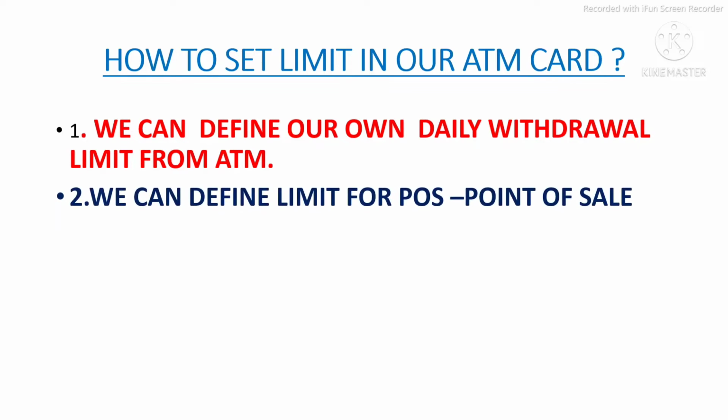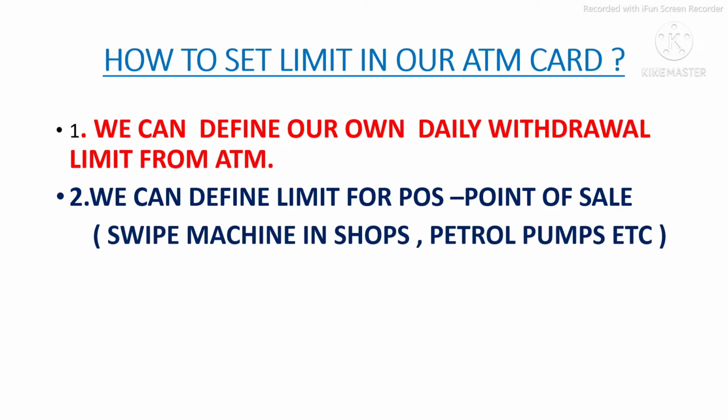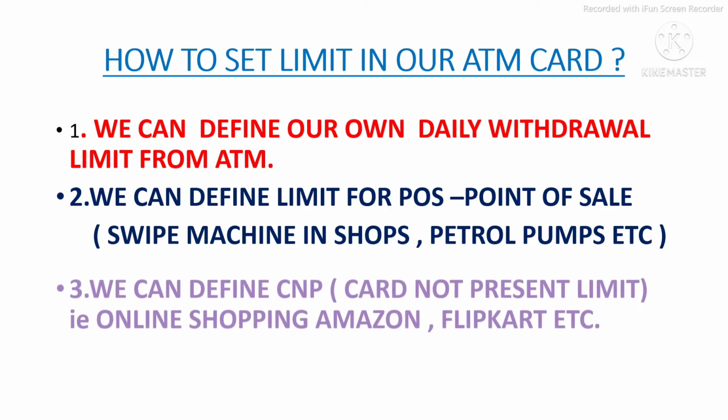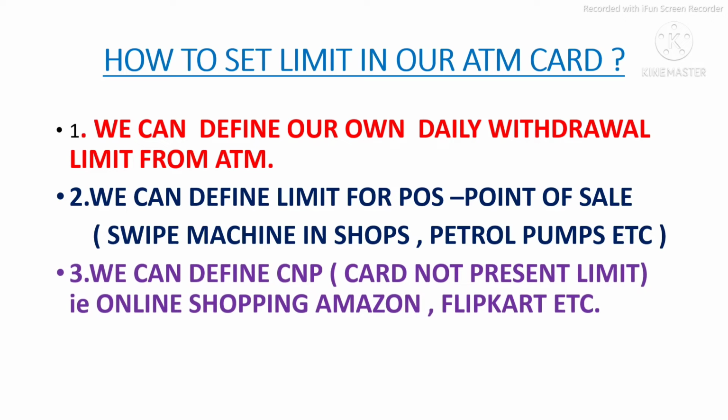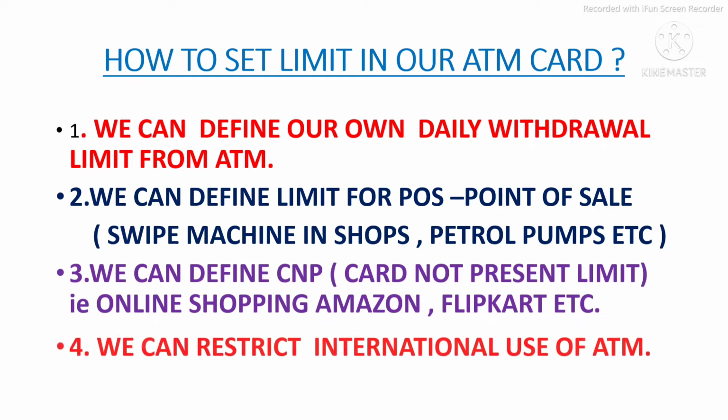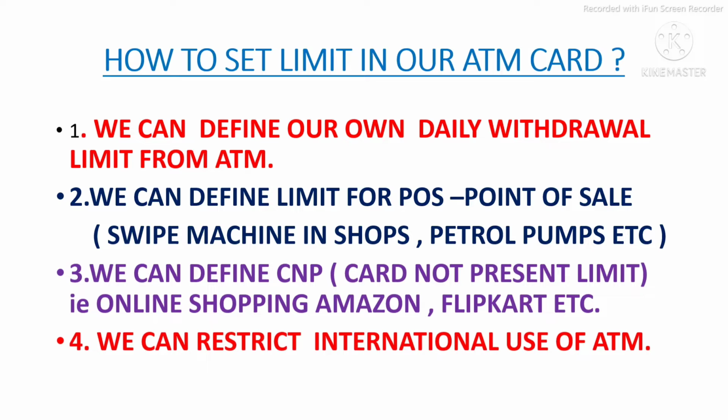Next, we can define a limit for POS, point of sale, that is the swipe machines available in shops, petrol pumps, restaurants, etc., which we use very often. Then number three, we can define CNP, card not present limit, that is online shopping, Amazon, Flipkart, etc., where the card is not required physically, so that usage also we can restrict. And number four, we can also restrict the international use of our ATM cards.